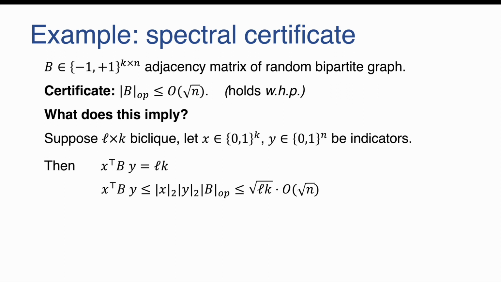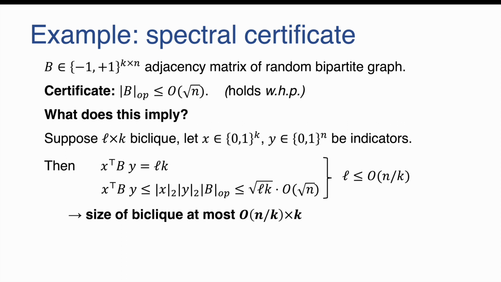Second of all, we have a trivial upper bound that x transpose B y is at most norm of x, norm of y, norm of B. Norm of x, norm of y is at most root L times k. And the norm of B by the certificate is at most root n. So if you put these two together, you get that L is at most n over k, which means that the size of a biclique in a random bipartite graph is at most O of n over k by k, which also means that, going back to the original problem, the intersection of a k-clique with S star has size at most n over k.